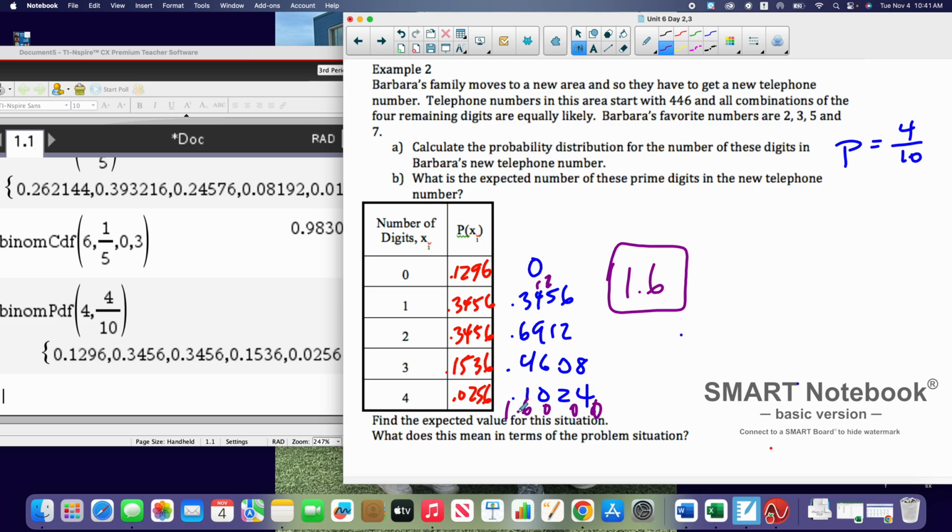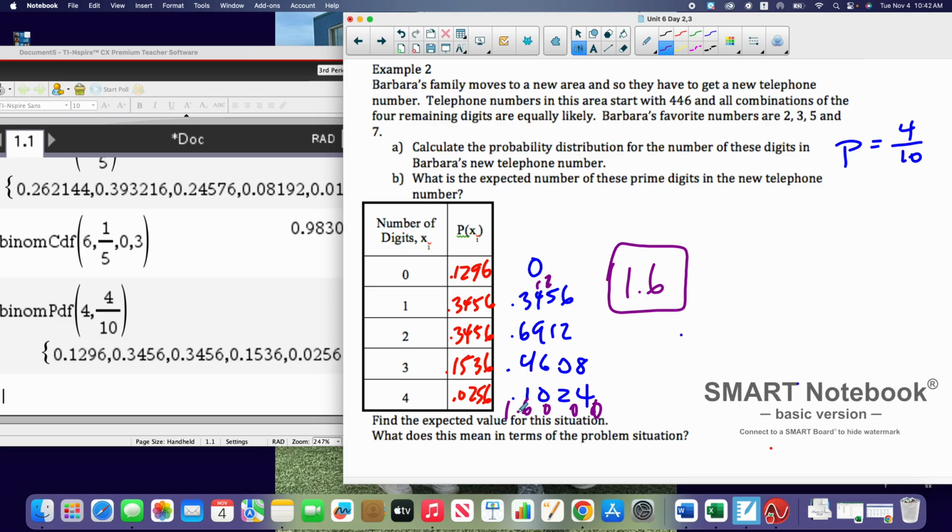Now, let's discuss this. What does this 1.6 mean? Is that the expected number? That's the expected value of how many digits she's going to get that are her favorite. On average, if I did this multiple times, she would expect to get 1.6 of her digits that she likes. Close to 2. But she can expect to get 1 for sure, maybe 2, is what I would say there.